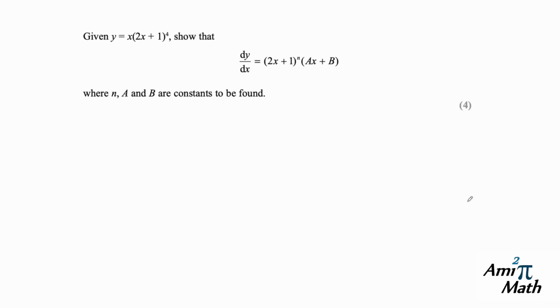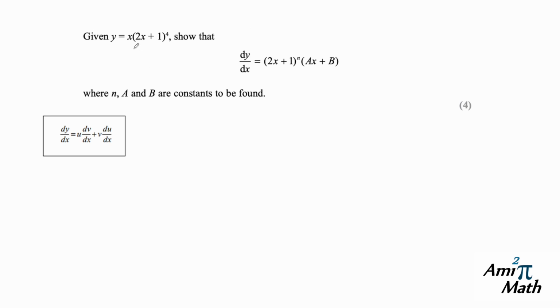Given y equals x(2x + 1)^4, show that dy/dx equals (2x + 1)^n (ax + b), where n, a and b are constants to be found. So for this question, we need to use the product rule, and we've got it up here: dy/dx equals u multiplied by dv/dx plus v du/dx.